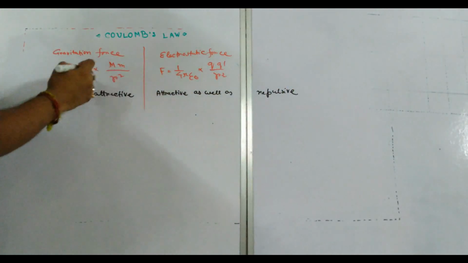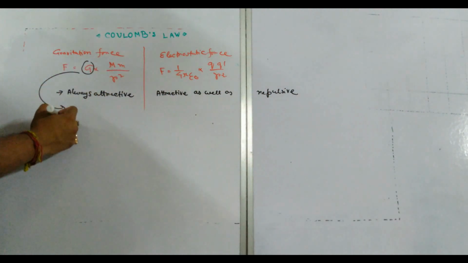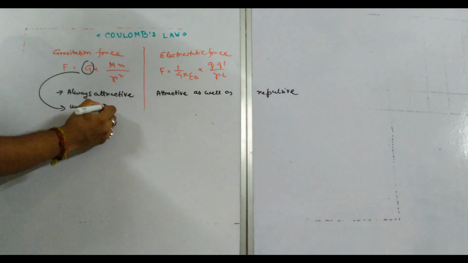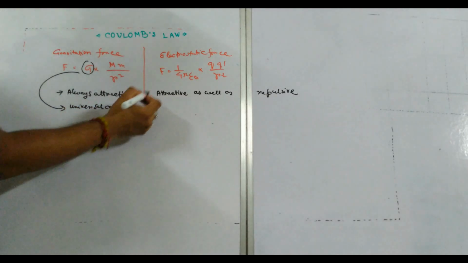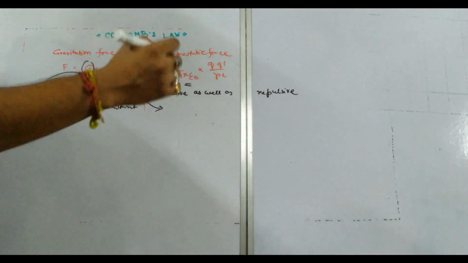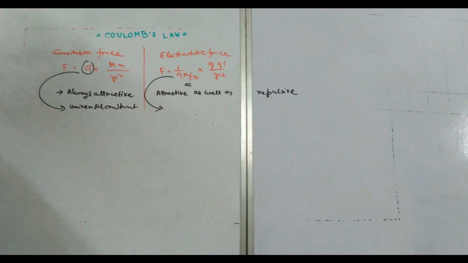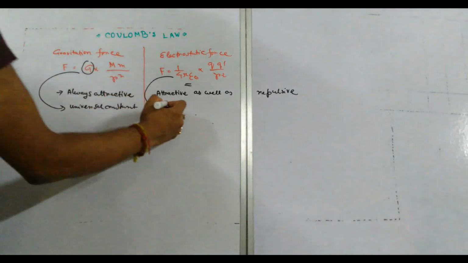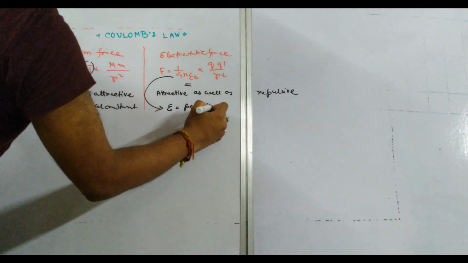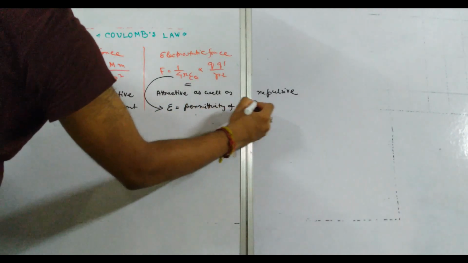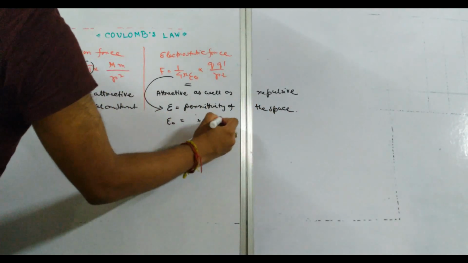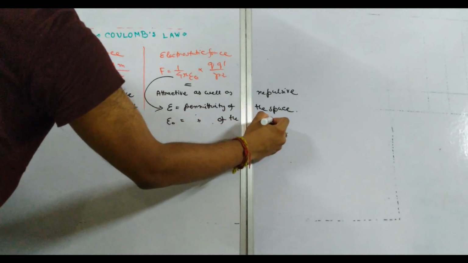And this G is the universal gravitational constant. So it is a universal constant. But this one belongs to the permittivity of that particular space, where epsilon naught is the permittivity of free space. So epsilon is the permittivity of the space. Epsilon naught, permittivity of free space.